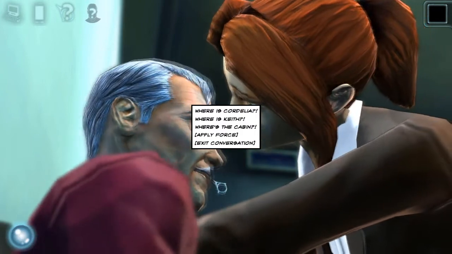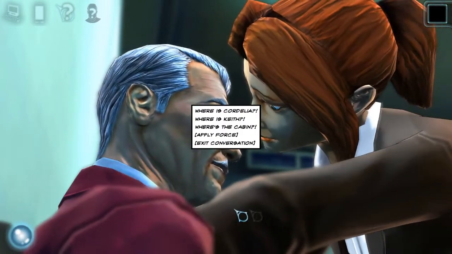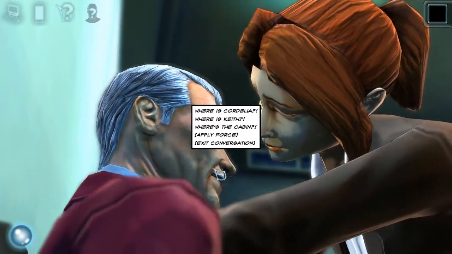Now, there's two ways to get the information here. You can actually just go ahead and exit the conversation and just use regression now that Erica's touching him. But you know me.